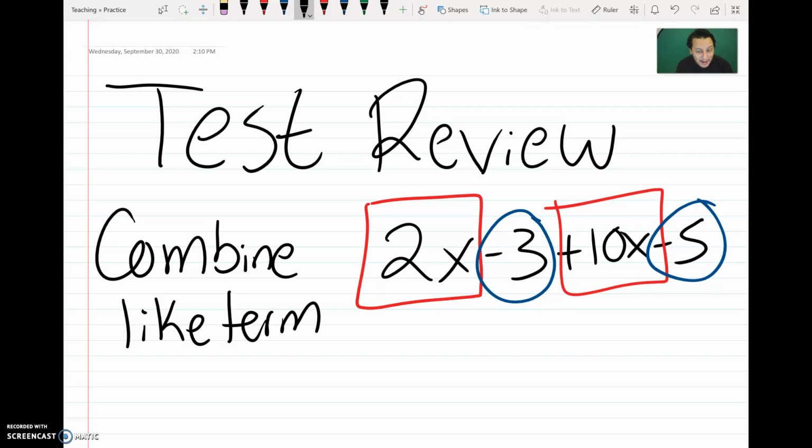Now you don't have to box them necessarily, but it does help you see it visually. So 2x plus 10x is 12x. Negative 3 plus negative 5 is negative 8. There's our example for combining like terms.